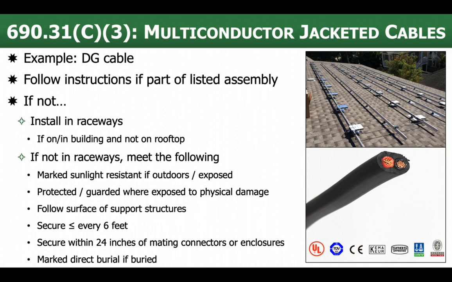So that's one where you might want to talk to your AHJ and make sure they're going to accept what you consider to be exposed to physical damage and not. Now, this wire has to be routed so it follows the surface of support structures. That could be racking. We want to secure it. We have to secure it every 6 feet at a minimum, and within 24 inches of mating connectors or enclosures. So when it comes into an enclosure or it's terminating in some kind of connector that's going to plug into something, it has to be secured within 24 inches of that.